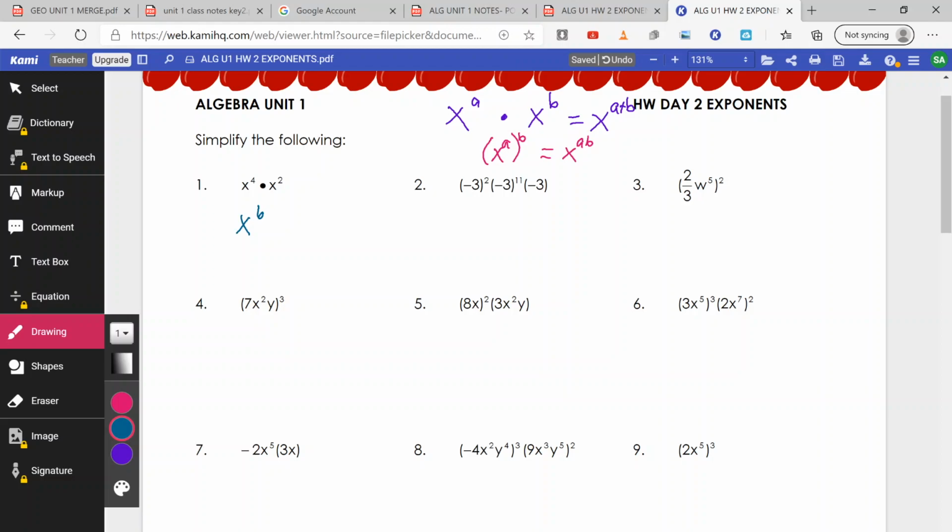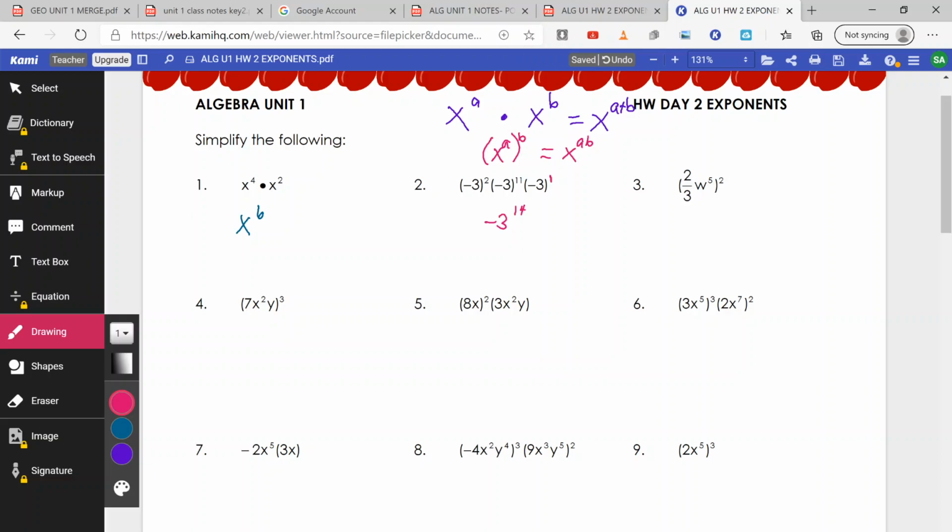Number 2, same situation. We're multiplying the same base. Negative 3 to the second, negative 3 to the 11th, times negative 3. Because it's the same base, I'm going to add all our exponents. So 2 plus 11, and again, I don't see an exponent, so I can say that this is 1. So negative 3 is our base that we're working with, and then 2 plus 11 plus 1 is going to give me 14.